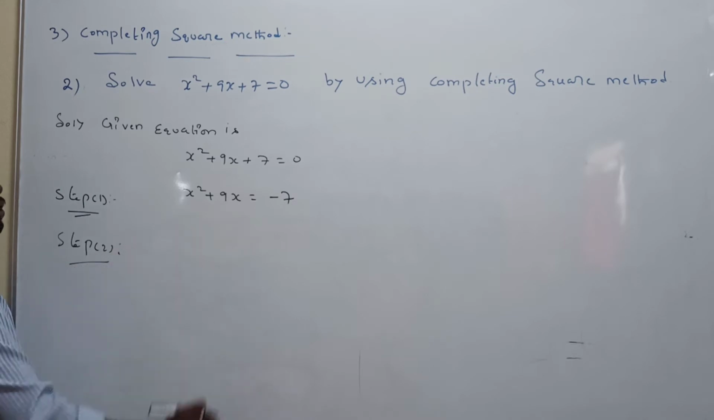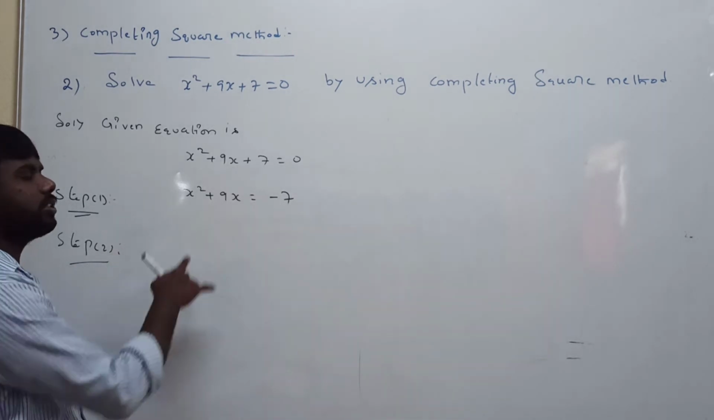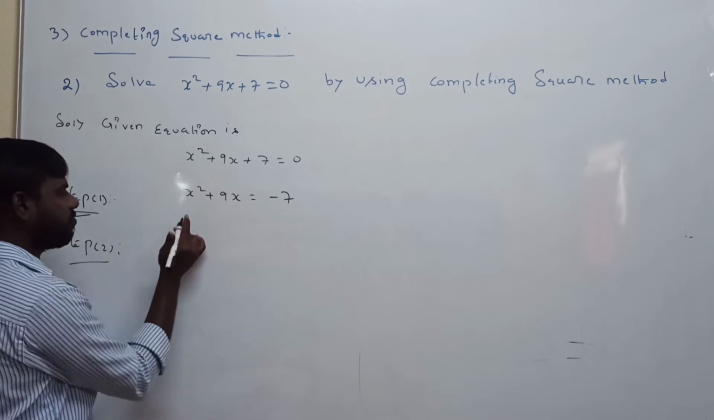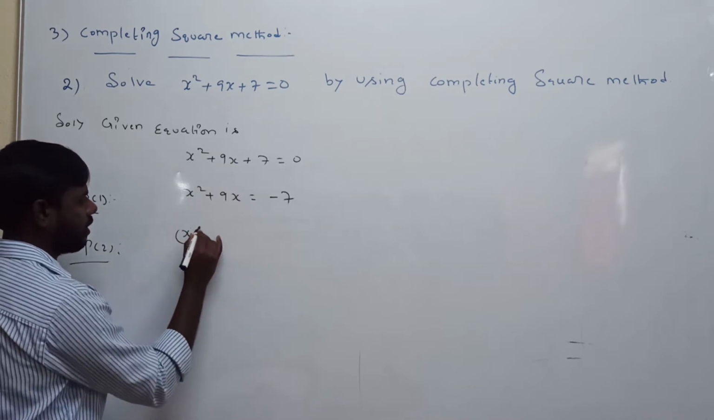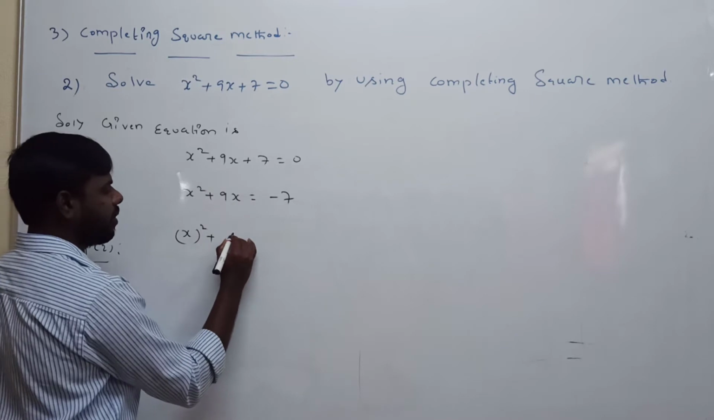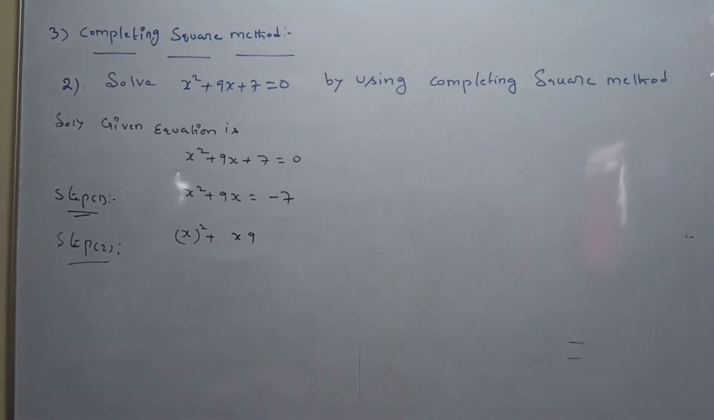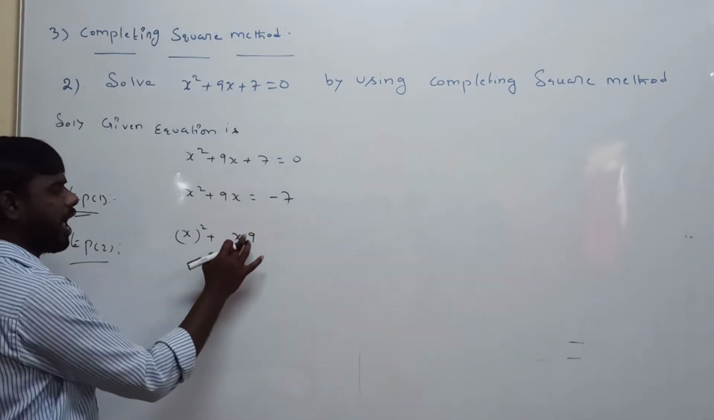This whole function we have to convert to a square plus 2ab plus b square. How to convert to a square plus 2ab plus b square? First, x square plus 9 into x can be written as x into 9, 9 into x or x into 9. Both values are the same, does not change. 1 into 2 or 2 into 1, both values are the same. That's why 9 into x or x into 9, you are writing the same. 9x can be written as x into 9.